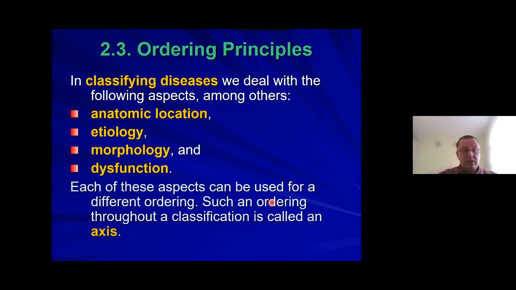If we continue with ordering principles in classifying diseases, and touch on the question regarding ICD-9, 10, 11, we deal with aspects among others like anatomical location, etiology, morphology, dysfunction. Each of these aspects can be used for different ordering, and such ordering is throughout this classification axis. So we can talk about single-axis and multi-axis classification, according to one or multiple different classifying criteria.